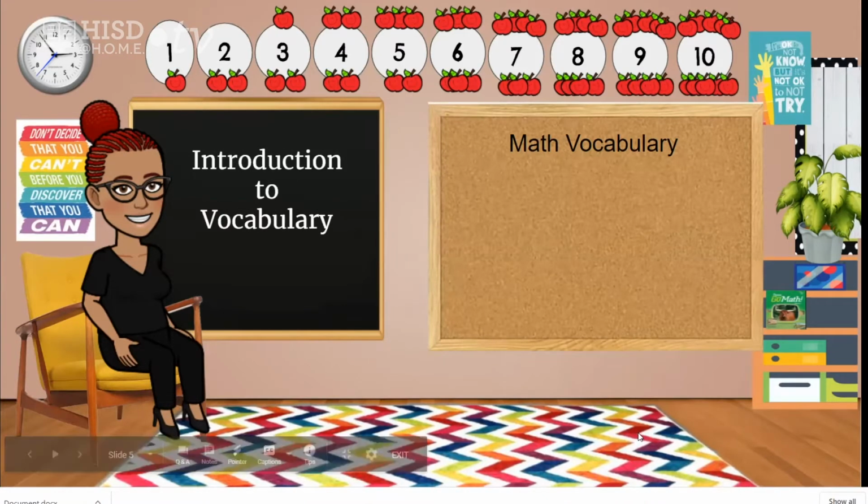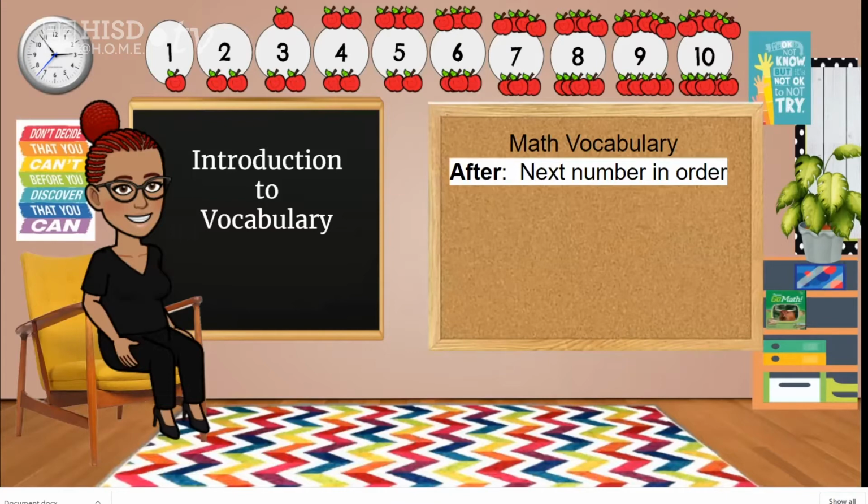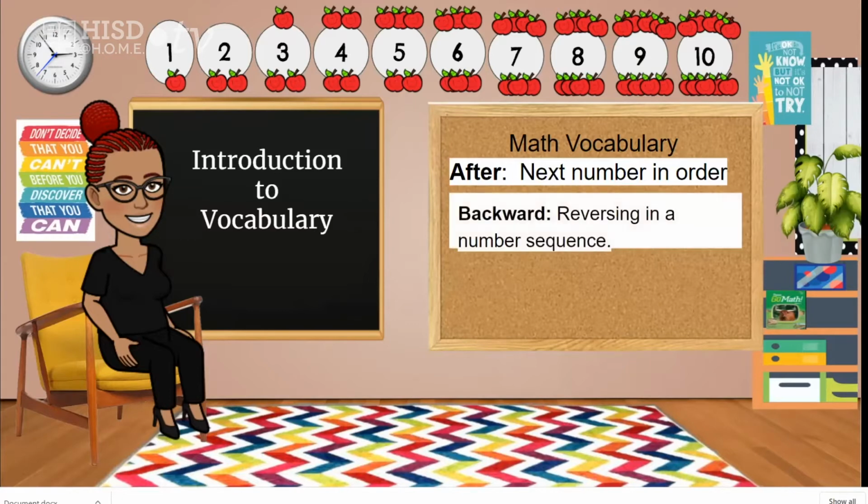And our first math vocabulary word is after. After is the next number in order. If you look at the top of our classroom, the number 8 comes after the number 7. You're going to hear me using the word backwards. Backwards is reversing in a number sequence. If I start at 10, I can count backwards by saying 10, 9, 8, 7, 6, 5, 4, 3, 2, 1.